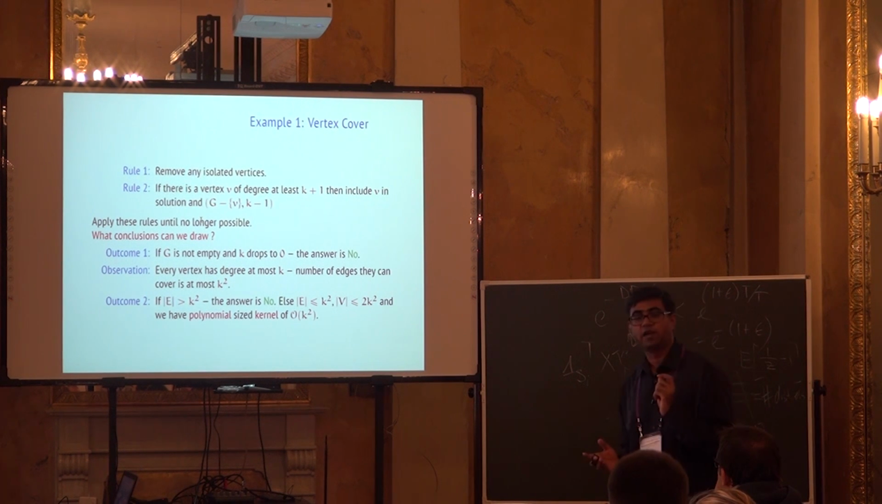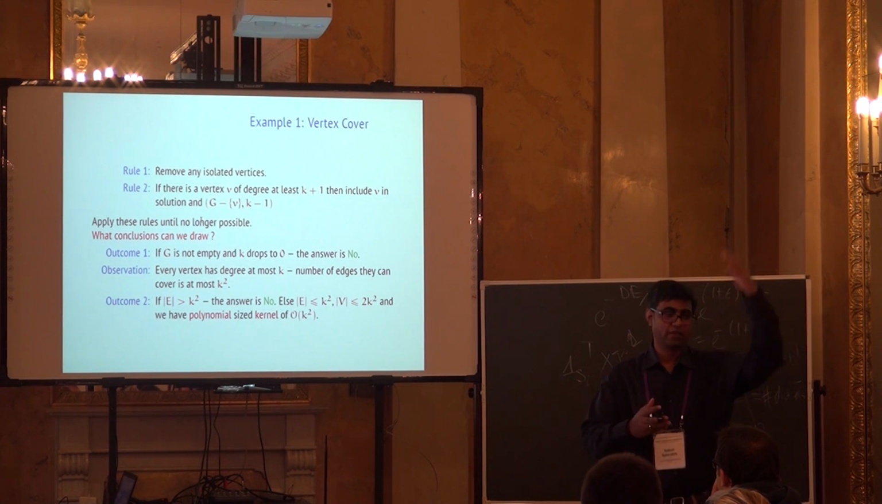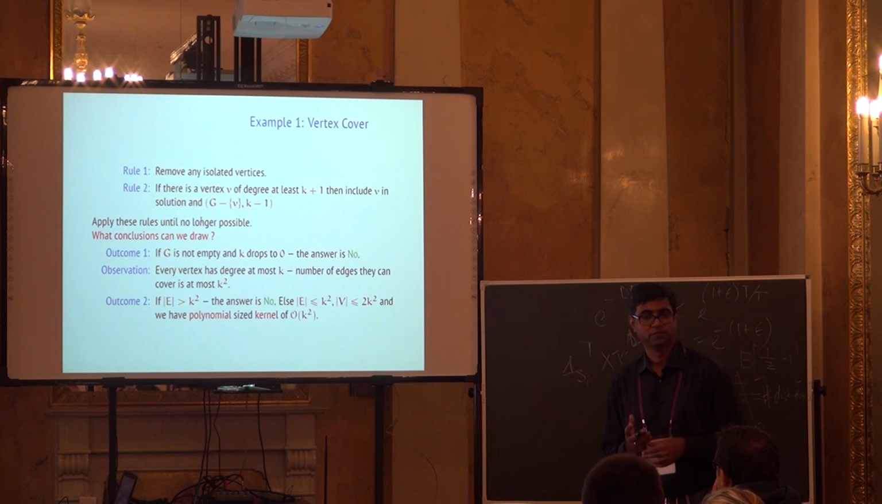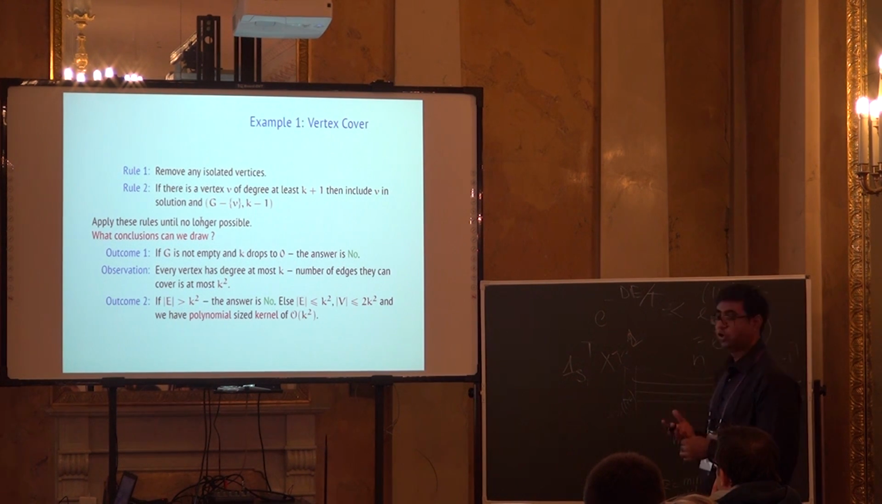Now how many vertices can the graph have? There are no isolated vertices, so every vertex is adjacent to some edge. If the total number of edges is k square, the total number of vertices is upper bounded by 2 times k square, even if all these edges are matching edges. So what do we have? We have a polynomial kernel of size order k square.